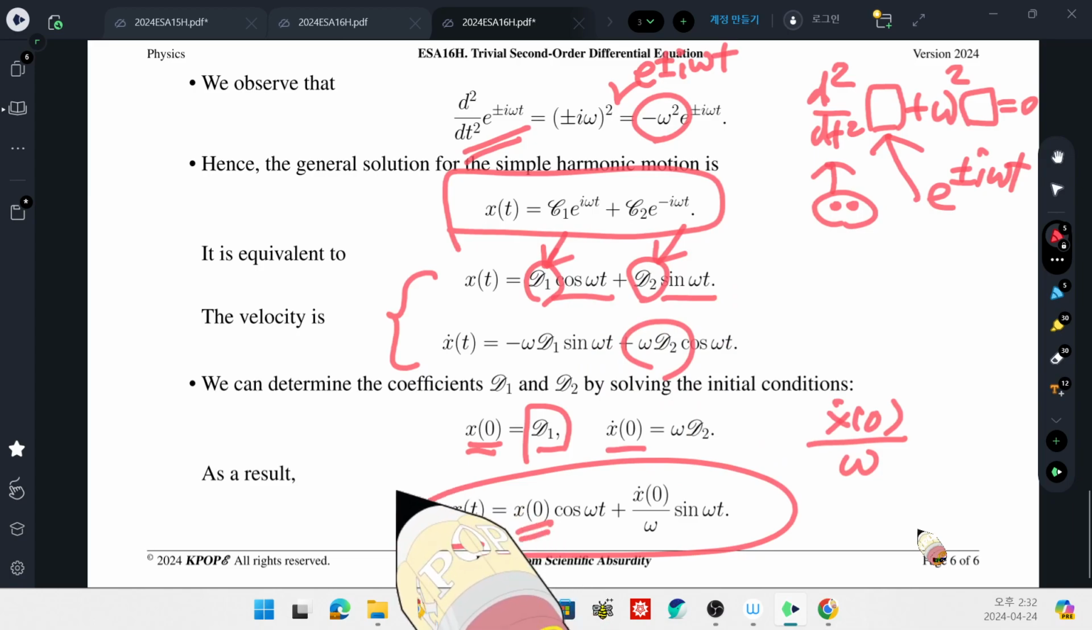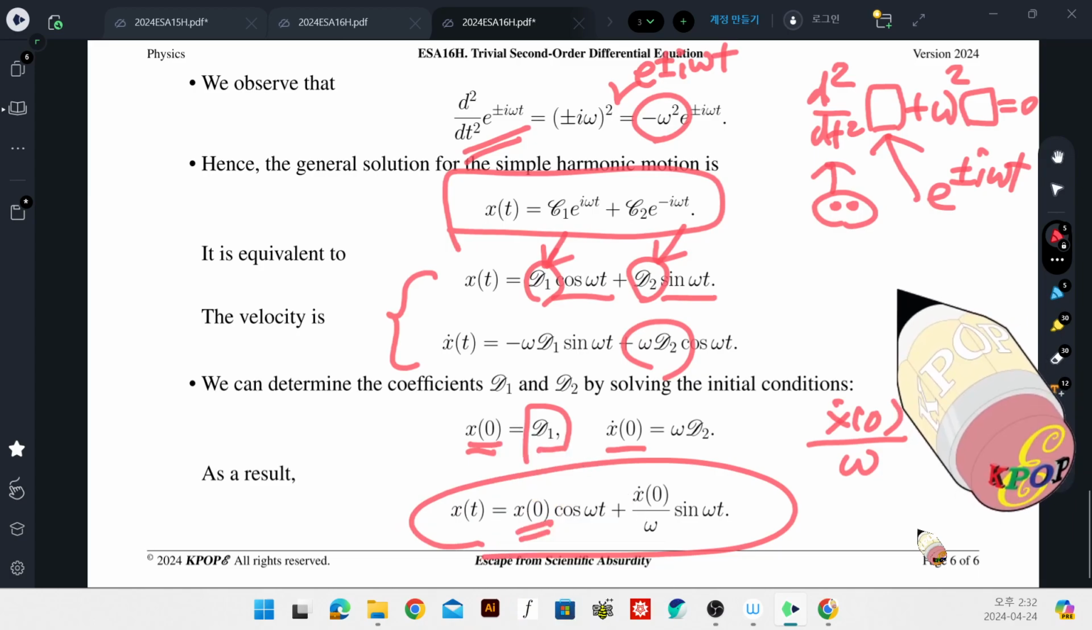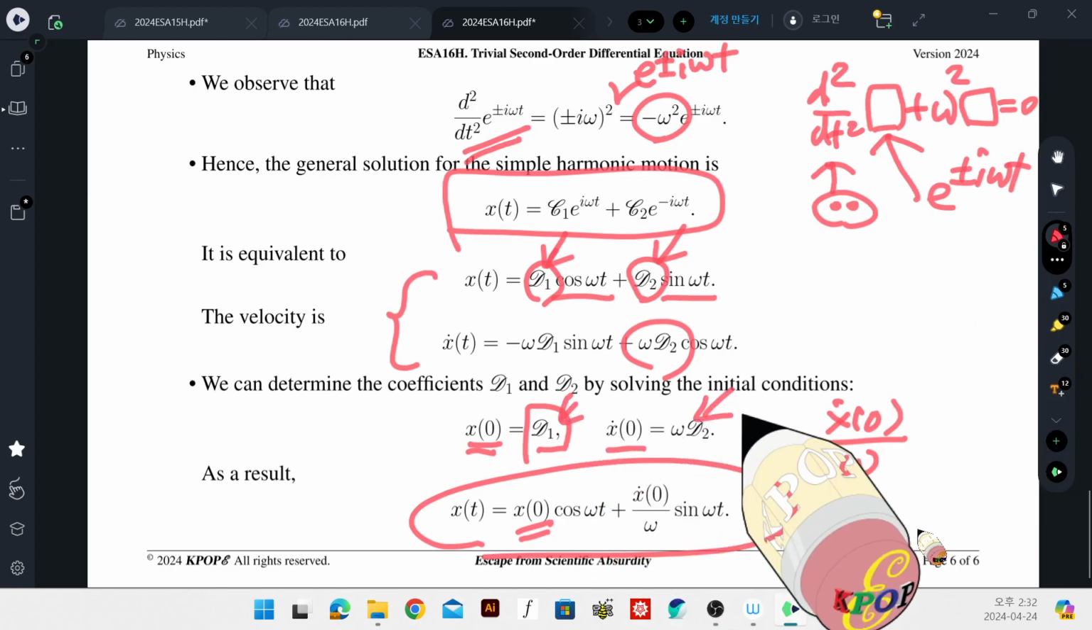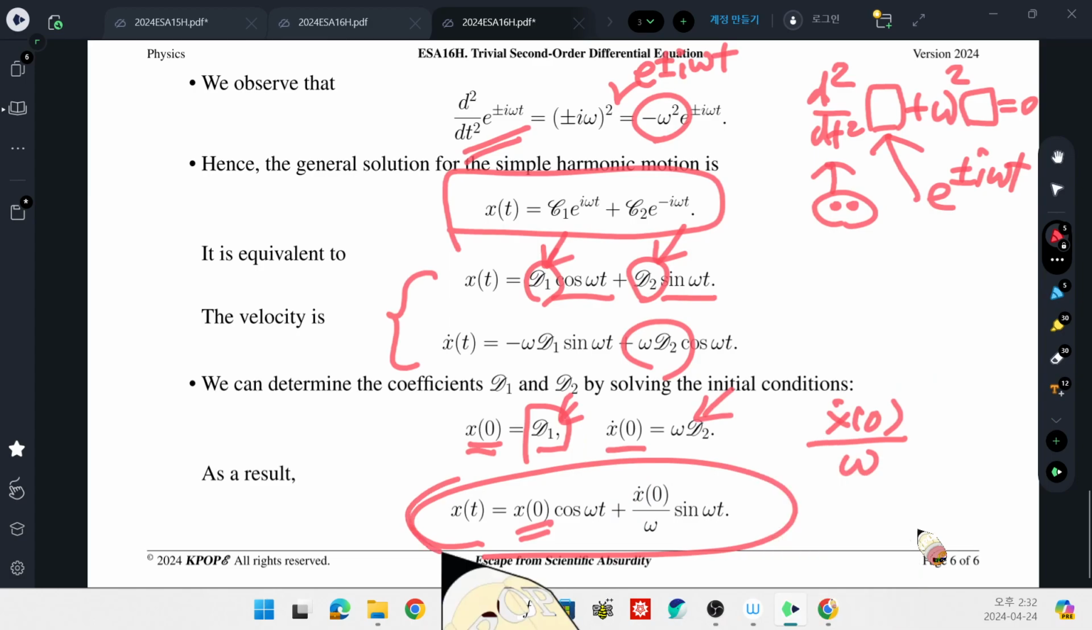And because we need two independent solutions, for simplicity we evaluate the position and the velocity at t equals 0, so we don't have to compute the acceleration. So using these results, we can determine the undetermined coefficients to find the value of x of t at any time. That's it for today. Thank you.